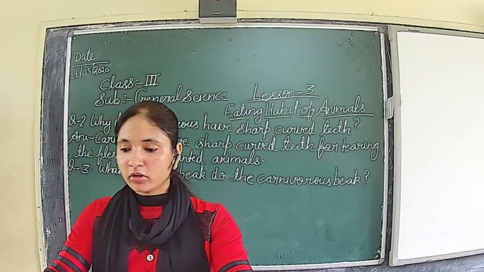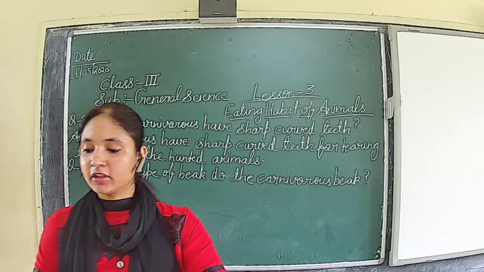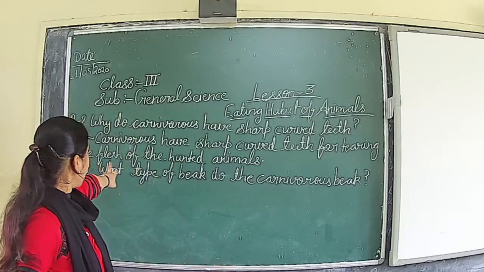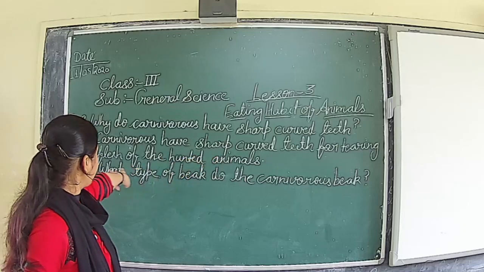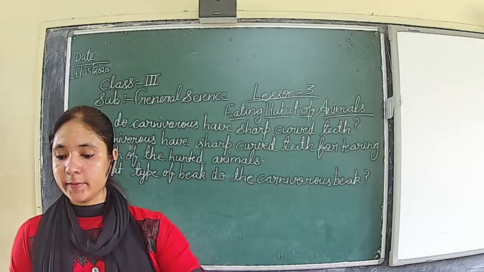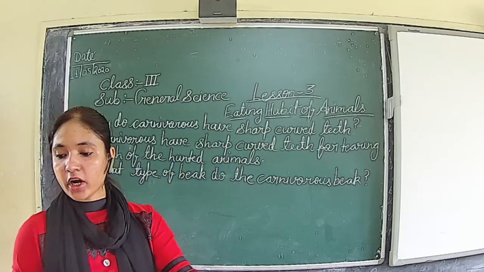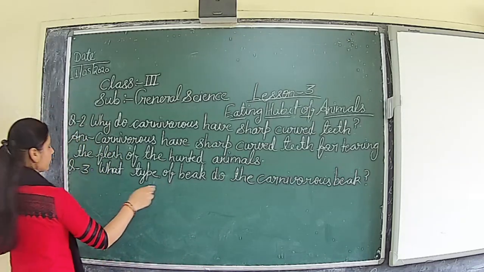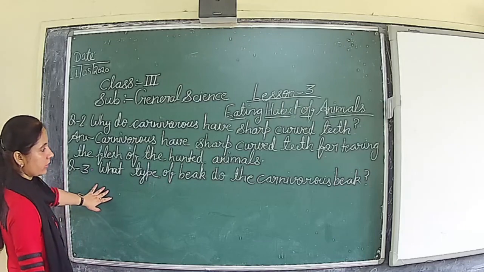Here, carnivorous birds have sharp claws, feet for tearing the flesh of the hunted animal. Then here, carnivores have sharp pointed beaks that help them to tear flesh. What type of beak do carnivores have?